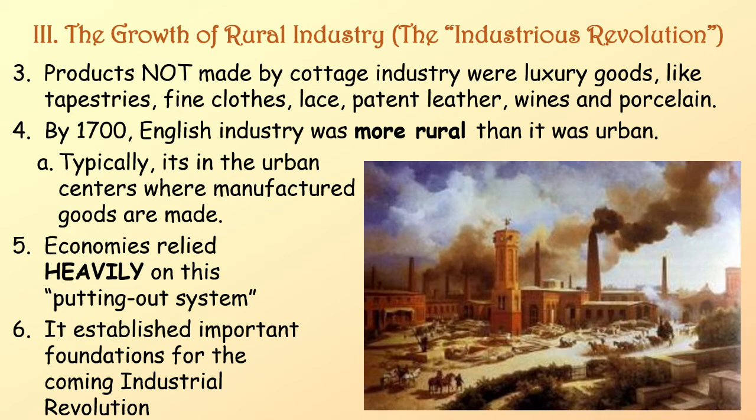Products not made by cottage industry were luxury goods like tapestries, fine clothes, lace, patent leather shoes, fancy things, fine wines, porcelain. By 1700, the English industry was more rural than it was urban. And that's kind of ironic because typically, it's in the urban centers where manufactured goods are made. But here it was more rural than urban. And European economies heavily relied on this putting out system. And it established important foundations, like I said, for the coming Industrial Revolution.